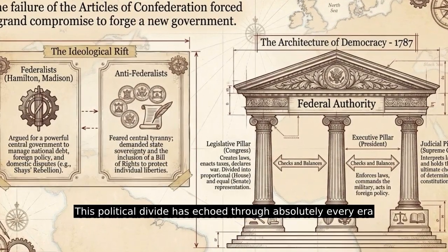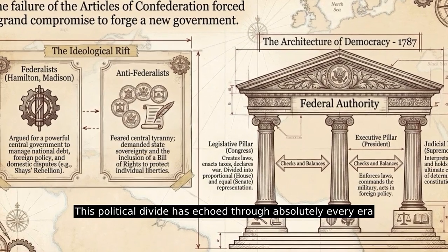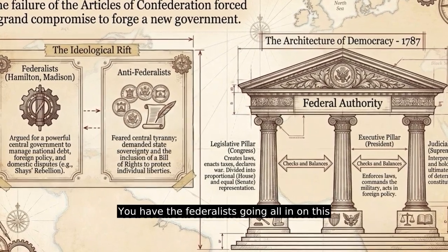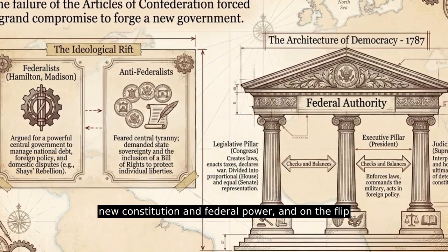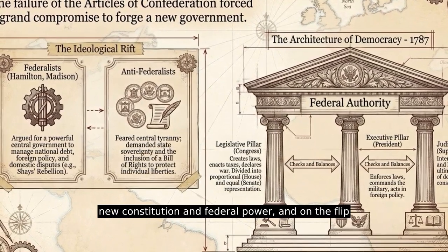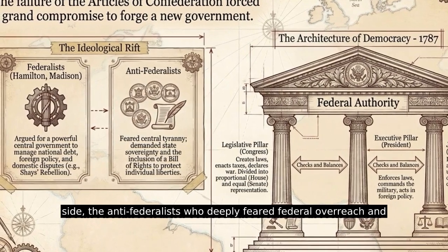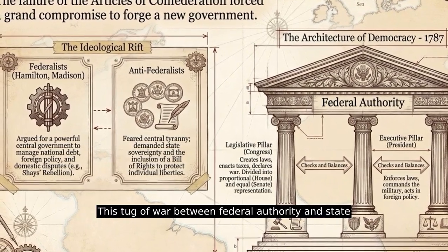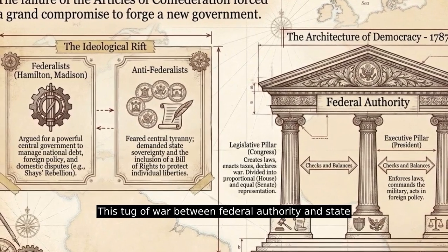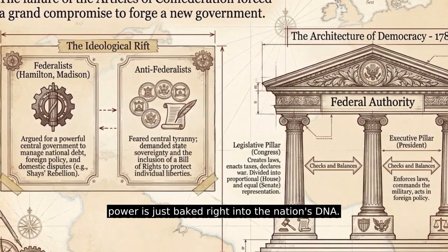This political divide has echoed through absolutely every era of American history. You had the Federalists going all in on this new Constitution and federal power, and on the flip side, the Anti-Federalists, who deeply feared federal overreach and championed state sovereignty. This tug-of-war between federal authority and state power is just baked right into the nation's DNA.